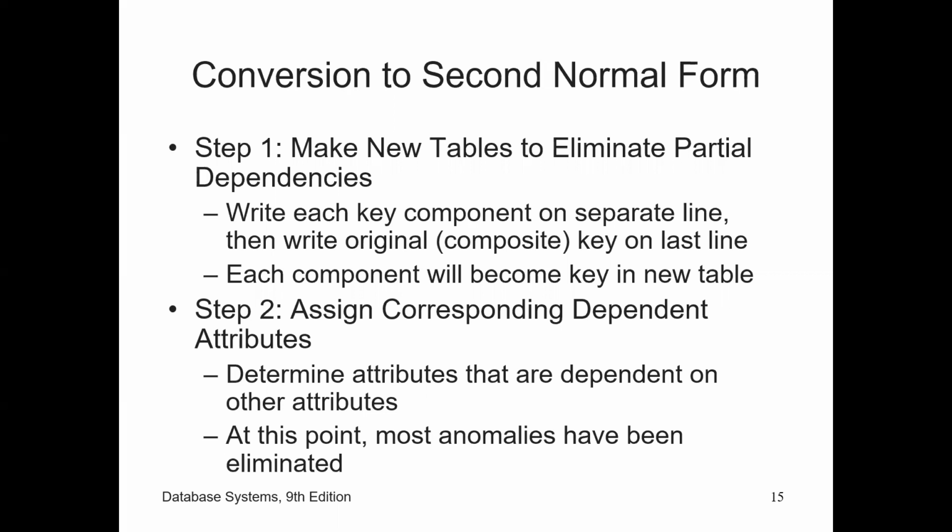These steps are followed. Step 1, make new tables to eliminate partial dependencies. For each component of the primary key that acts as a determinant in a partial dependency, create a new table with a copy of that component as a primary key. While these components are placed in the new tables, it is important that they also remain in the original table as well. It is important that the determinants remain in the original table because they will be the foreign keys for the relationships that are needed to relate these new tables to the original table.